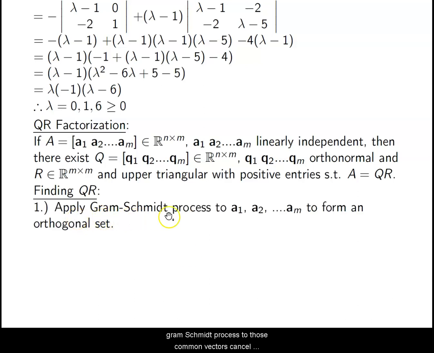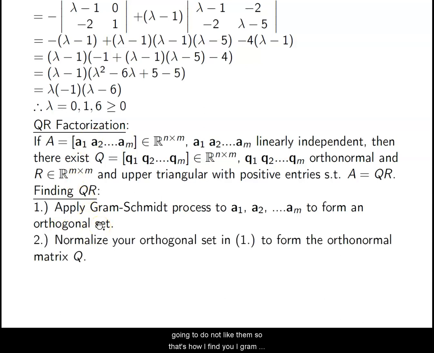First, we're going to apply the Gram-Schmidt process to those column vectors. Again, I need these things to be orthogonal. I can't do eigenvalue stuff because it's not a square matrix. So since it's not a square matrix, I'm going to make these into an orthogonal set, and then I'm going to normalize them. So that's how I find Q. I Gram-Schmidt these to make them orthogonal, and then I normalize them, and that will give me my orthonormal set of vectors. So that's how I find Q. I just Gram-Schmidt the column vectors in A, and then I normalize them.